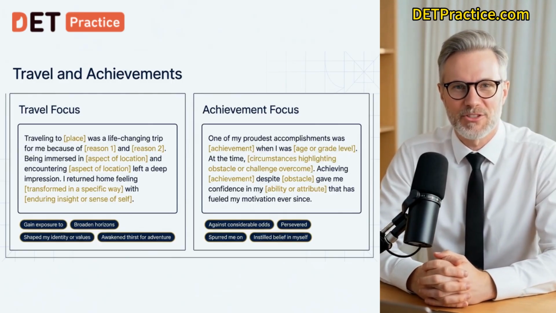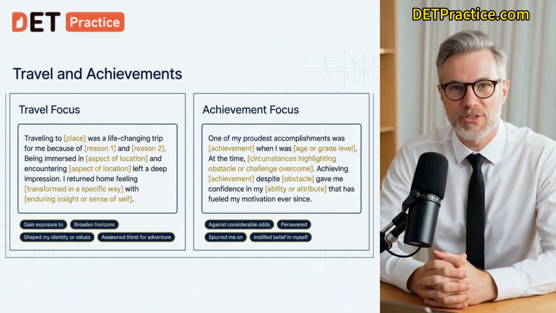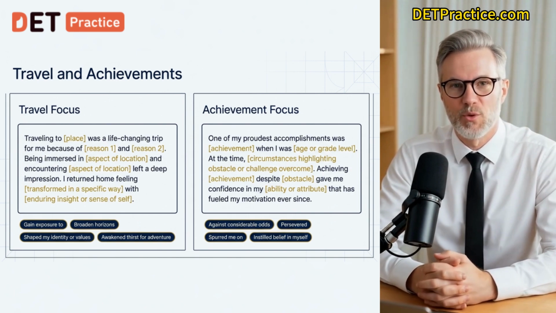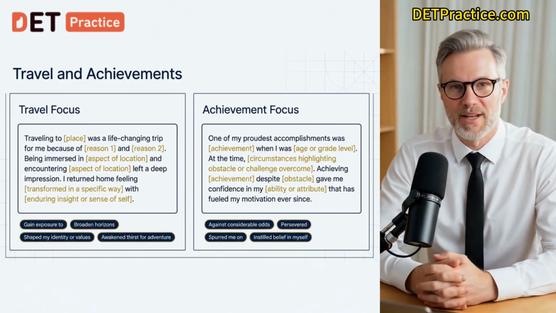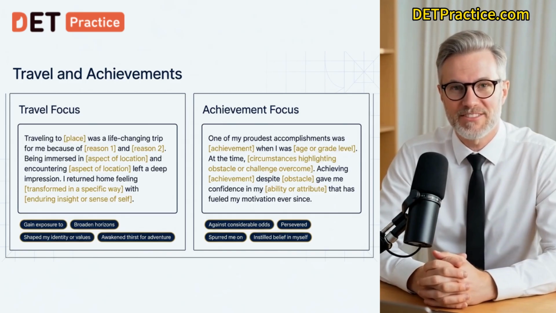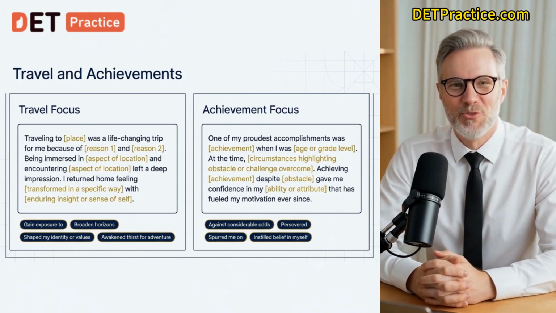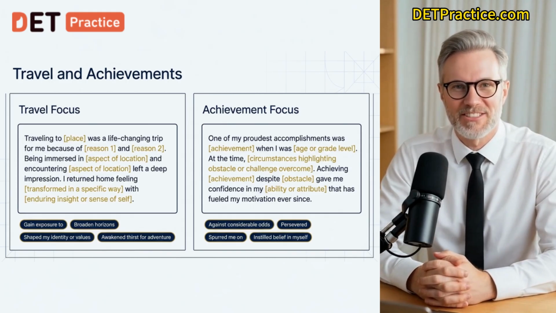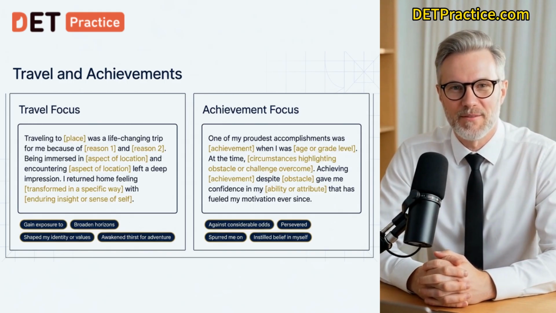Template 10. Describing accomplishments. For questions about accomplishments, one of my proudest accomplishments was achievement when I was age or grade level. At the time, I faced challenges and obstacles. Achieving this goal despite difficulties gave me confidence in my abilities and motivated me to continue improving. Useful expressions include against considerable odds, persevered, spurred me on, and instilled belief in myself.